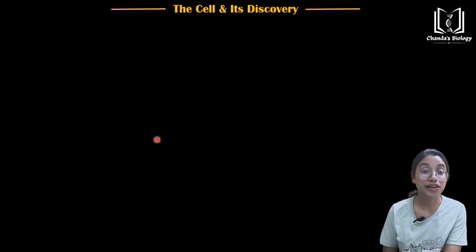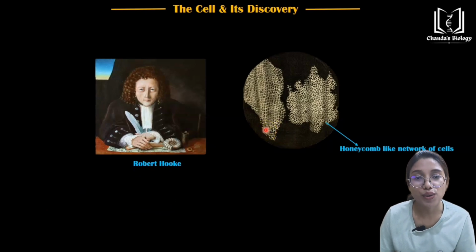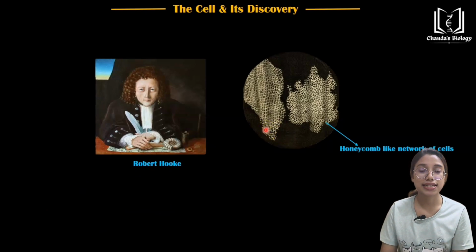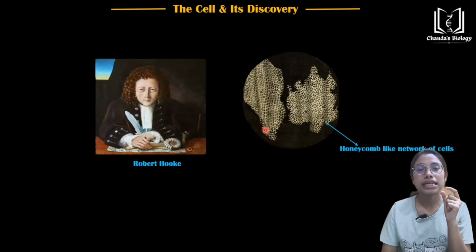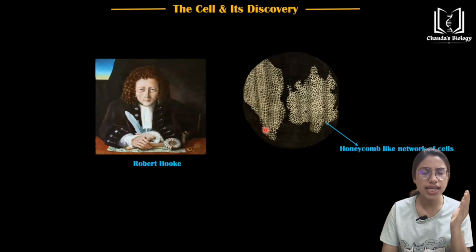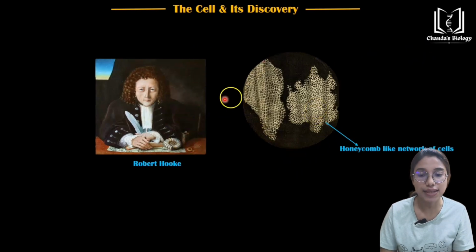Since we know that it is very important, we also have to credit the discoverer. The ultimate credit goes to Robert Hooke. In 1665, he took a thin slice of cork. If I have to explain, he took the wooden bottle stopper, which is made up of the bark of the trees. He cut it into a very thin slice, kept it under the microscope and observed it. What he observed was this exact image. This is the drawing of his observation.